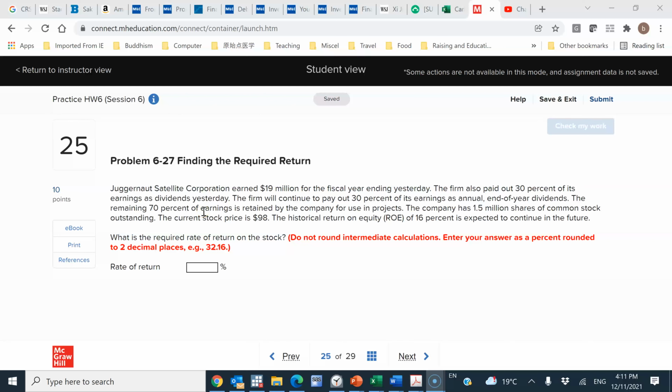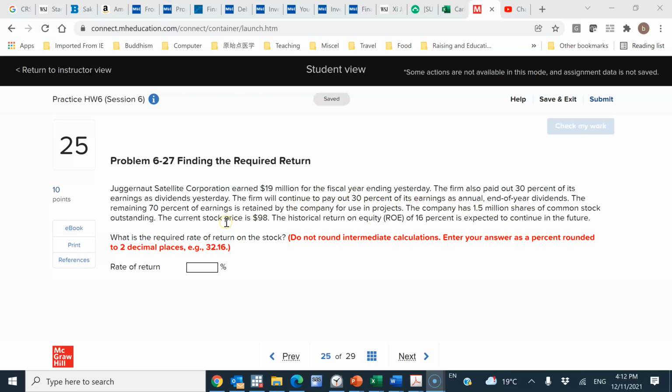This is question number 25 of practice homework 6. This corporation earned $19 million for the fiscal year ending yesterday. So immediately this refers to the current earnings, and the firm also paid out 30% of its earnings as dividends yesterday. And the firm will continue to pay out 30% of its earnings as annual end-of-year dividends.